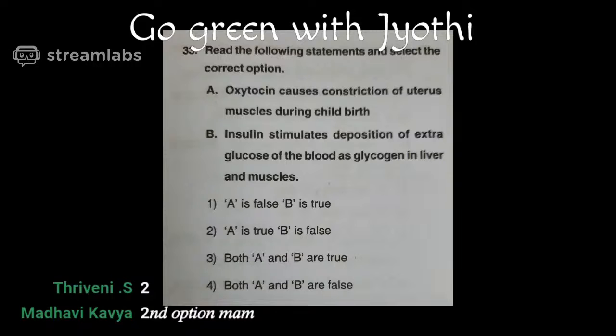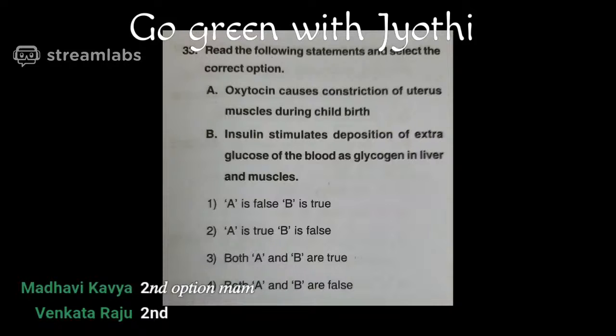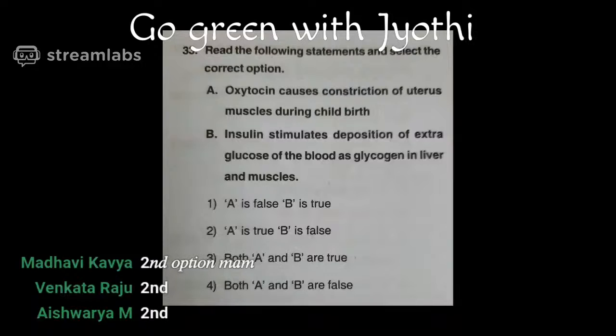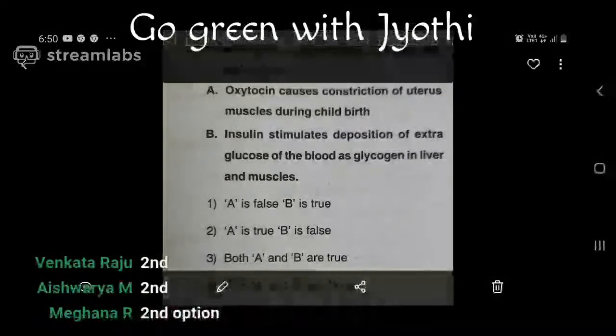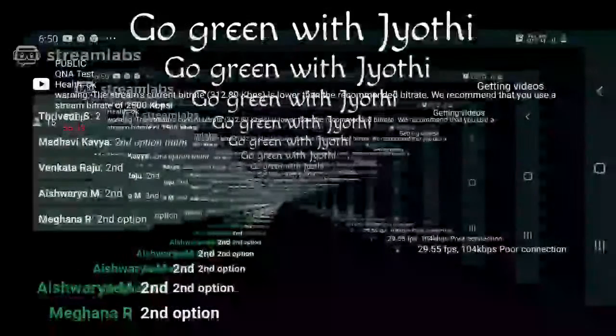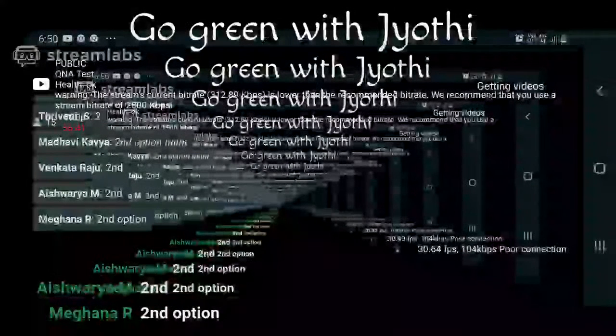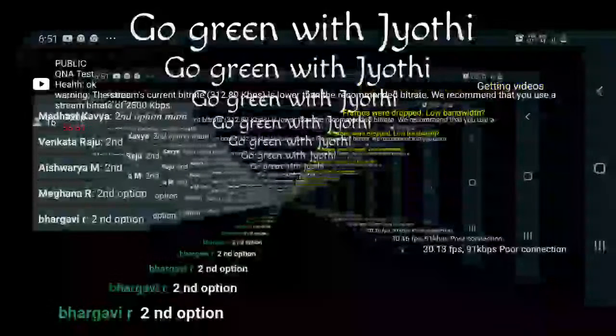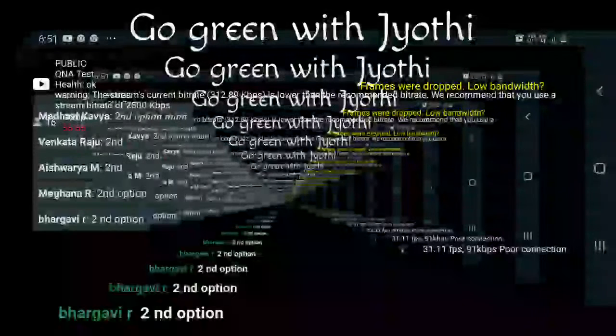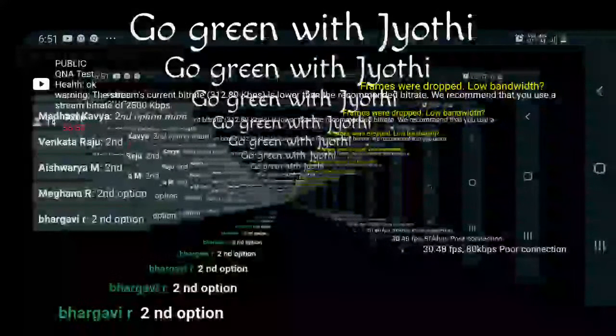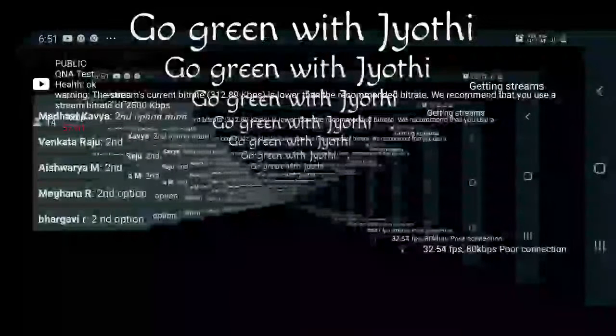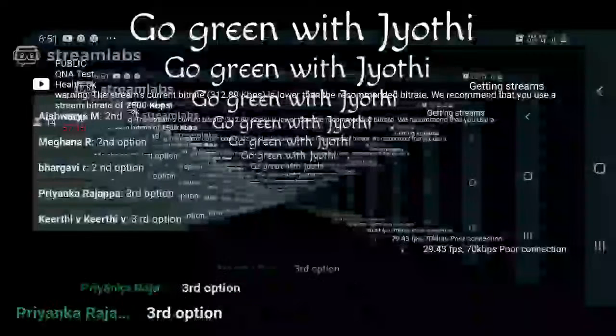I'll give time. So everybody is answering the second option. Here they didn't give assertion and reason. Nowhere are the first statement and the second statement related. You want to see the statement and identify it as correct or wrong.